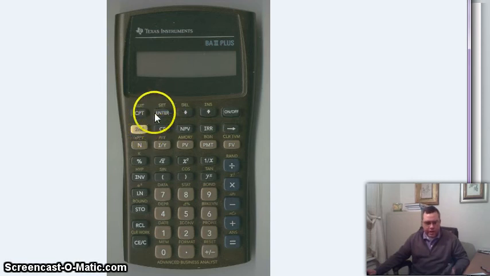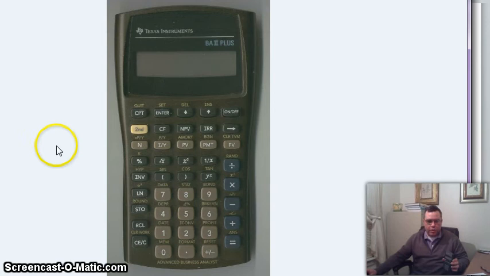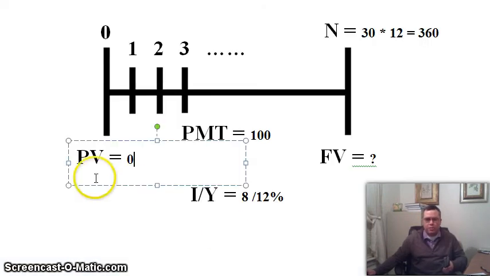So if I hit second enter, it'll change to BGN on the screen, which means now we're set to beginning of period payments. If I hit just clear in the lower left hand corner, it'll take me out of that screen, and now it'll say BGN up here on the upper right, in real small letters, which means we're set for beginning of period payments. And now I can go over to my problem and just put the numbers in. I don't have to do anything else.